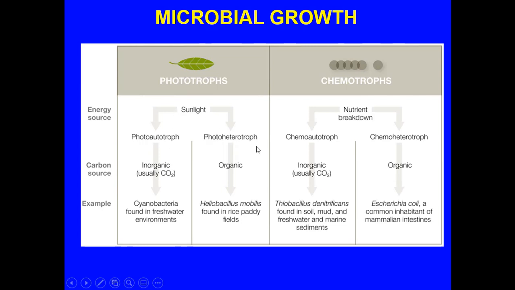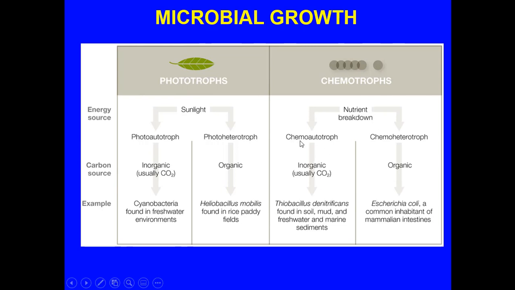Photoheterotroph. The carbon source is organic, so it might be methane, it might even be sugars, etc. You have Heliobacterium mobilis, which is found in rice paddy fields. So it still uses light as an energy source for some of its processes, but it's still dependent on organic compounds for its carbon source. Now move over to the side where we get into chemotrophs.